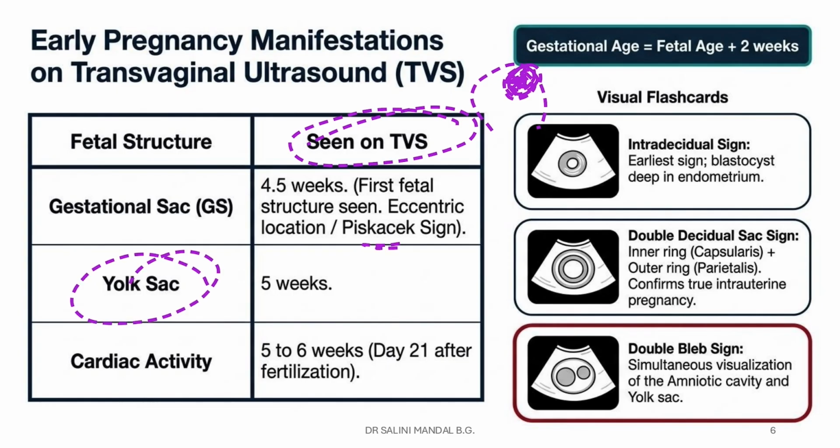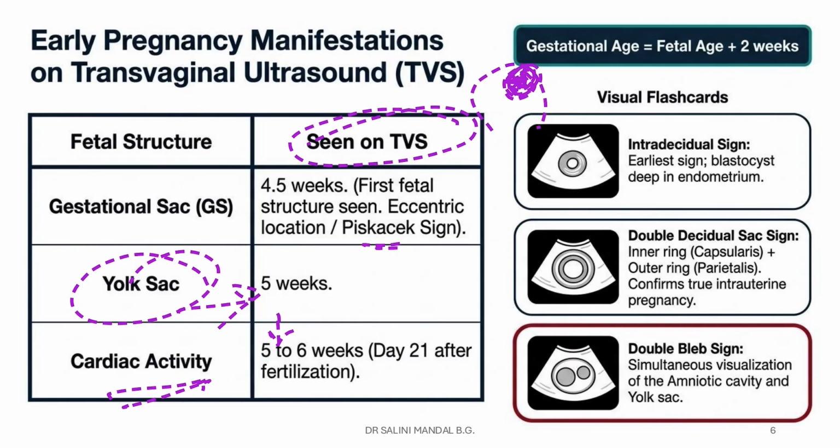Apart from that, the yolk sac can be seen by the 5th week, and cardiac activity can be noted through a TVS by the 5th to 6th week. That is the 21st day after implantation, after fertilization. That is the time when we can see cardiac activity on a transvaginal sonography.